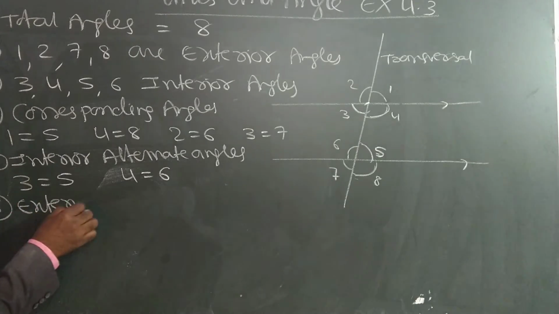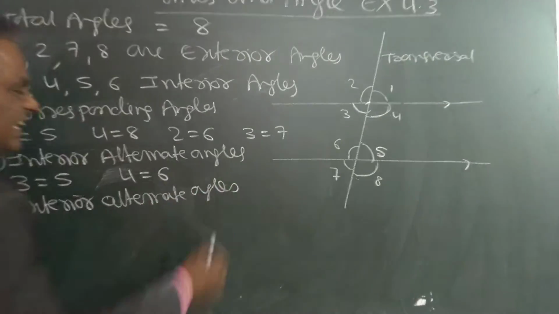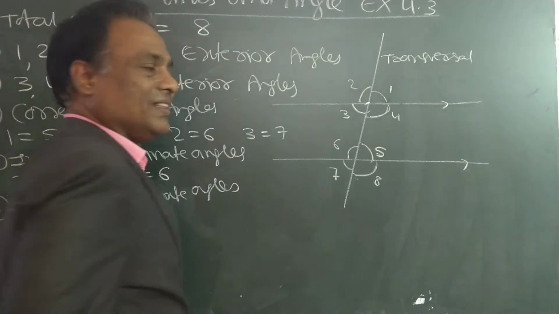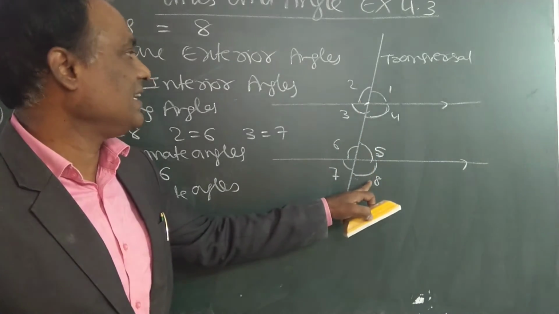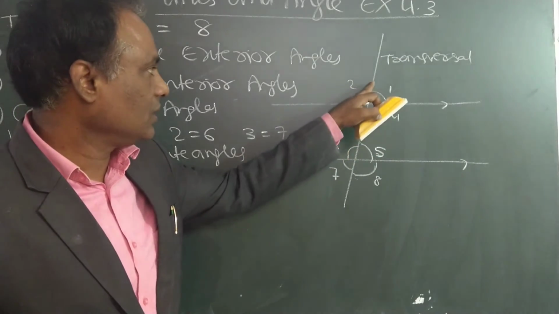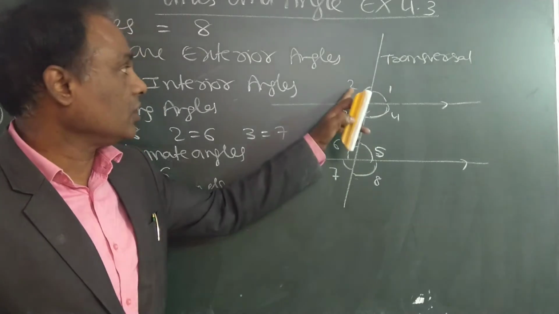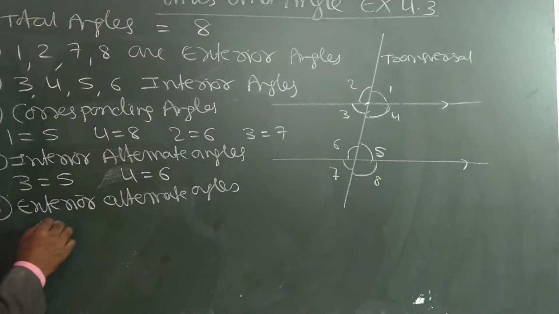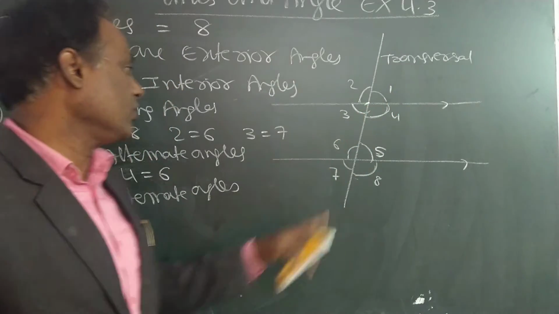Exterior alternate angles. Angle 2, also on both sides of the transversal, is equal to 8. 2 is equal to 8. These are exterior alternate angles on opposite sides of the transversal. This is 2, and on the opposite side of the transversal is 8. Angle 2 is equal to angle 8. Similarly, 1 is equal to 7.